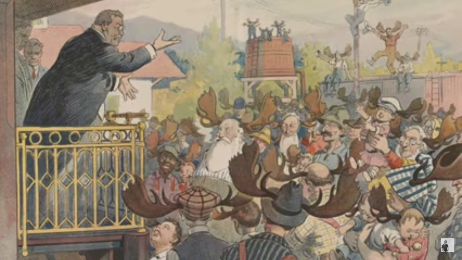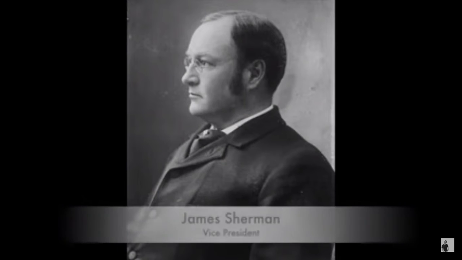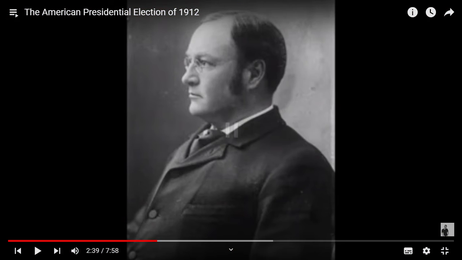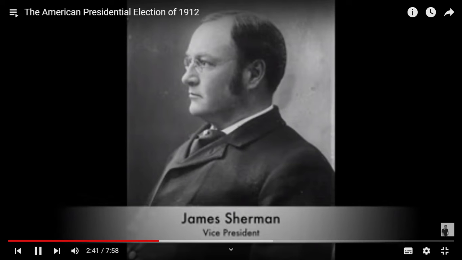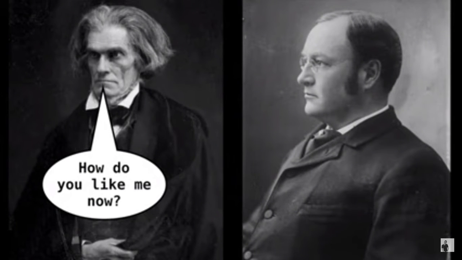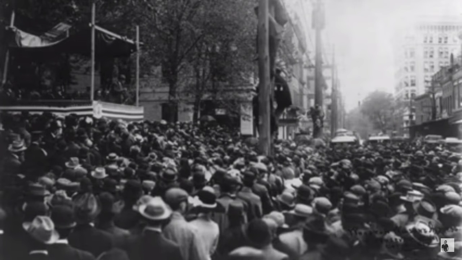Despite the excitement of the Bull Moose Party, the Republicans pressed on with Taft as their candidate and James Sherman again as his running mate. Believe it or not, Sherman was the first incumbent vice president to be nominated for re-election since John Calhoun way back in 1828.